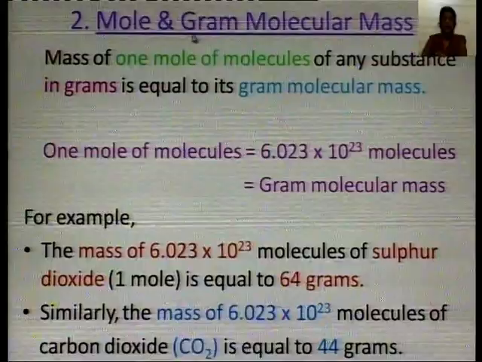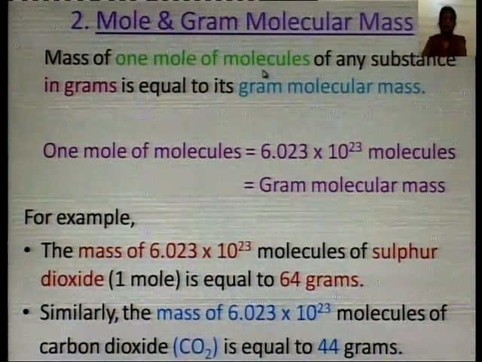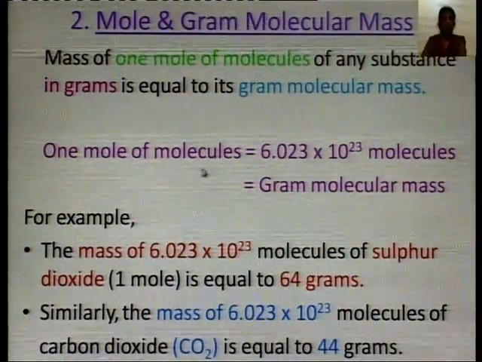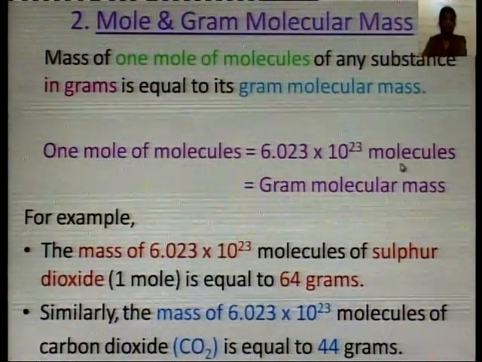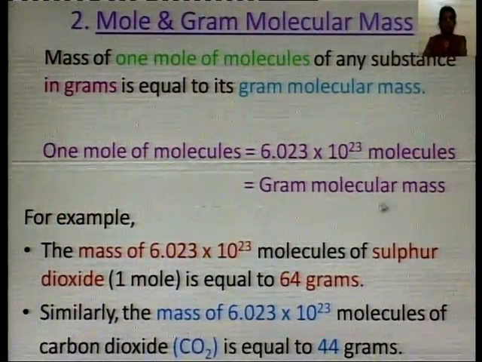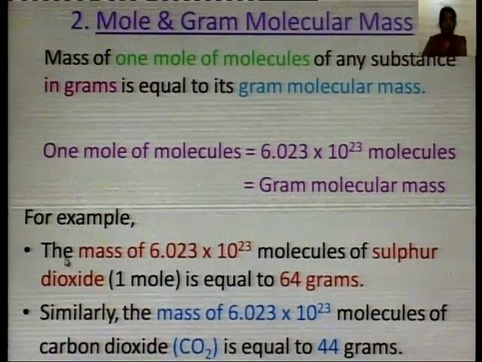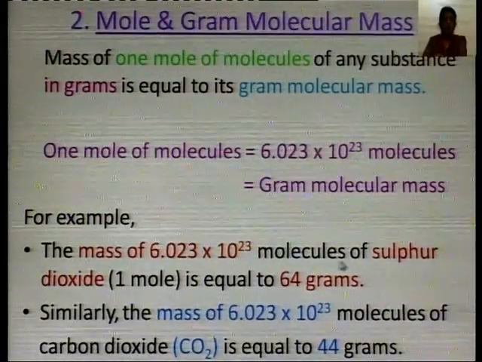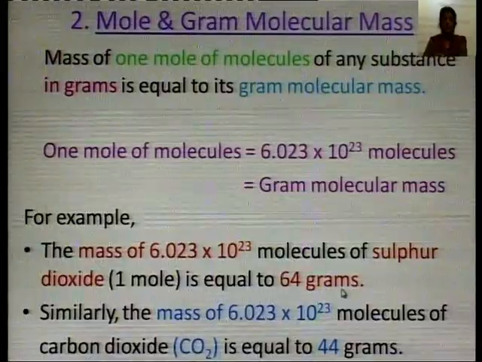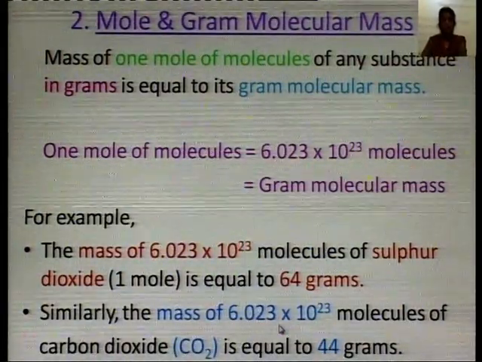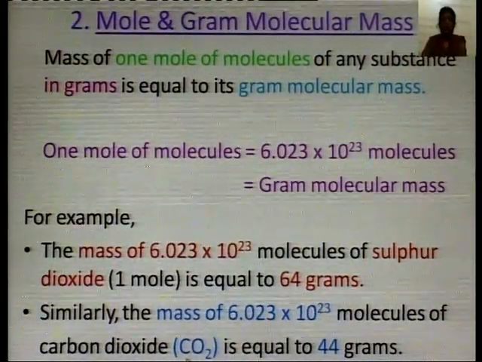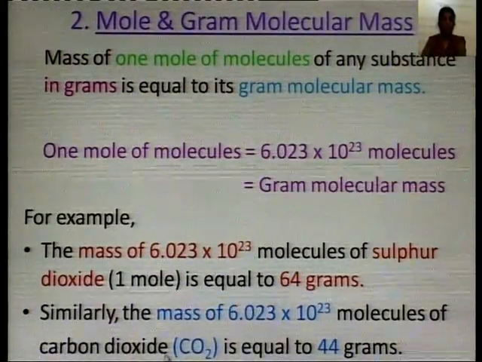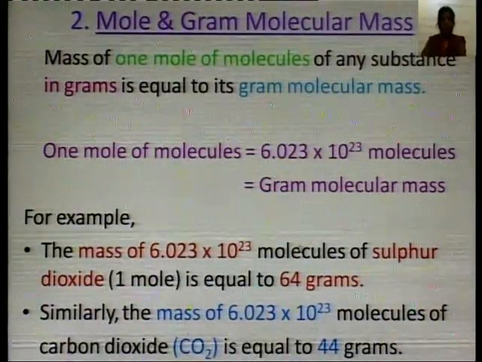Now, relationship between mole and gram molecular mass. Mass of 1 mole of molecules of any substance in grams is equal to its gram molecular mass. 1 mole of molecules by number is 6.023 into 10 raised to power 23 molecules, and this is also equal to gram molecular mass. So, let us take the case of sulfur dioxide. Mass of 6.023 into 10 raised to power 23 molecules, means 1 mole of molecules of sulfur dioxide, is equal to 64 grams. Similarly, mass of 6.023 into 10 raised to power 23 molecules of carbon dioxide, which is 1 mole, is equal to 44 grams. 44 grams is the gram molecular mass of carbon dioxide. So, we can say the mass of 1 mole of molecules is equal to its gram molecular mass.